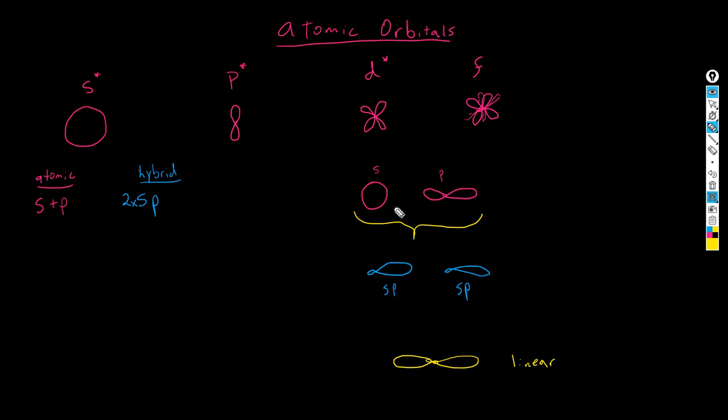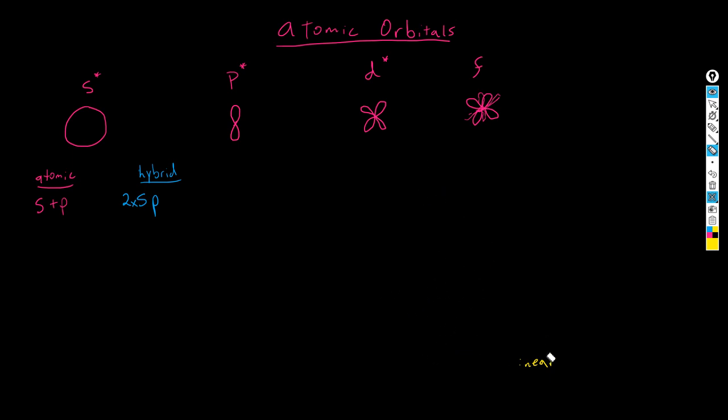So anytime you have a linear molecule, that central atom is going to hybridize to form these sp hybrid orbitals that can then come together in the molecule to create a linear shape. If we added another orbital, so instead of having one s and one p orbital, we'll add another p orbital. So we're combining an s and two p atomic orbitals.